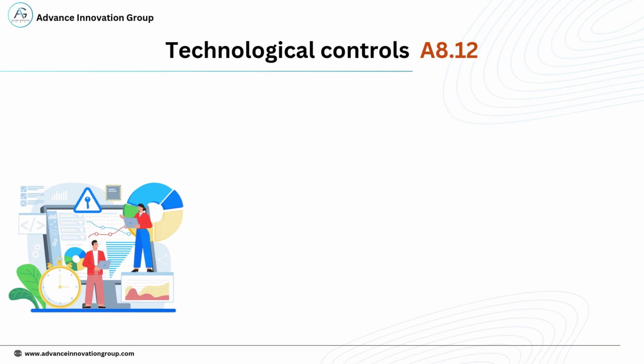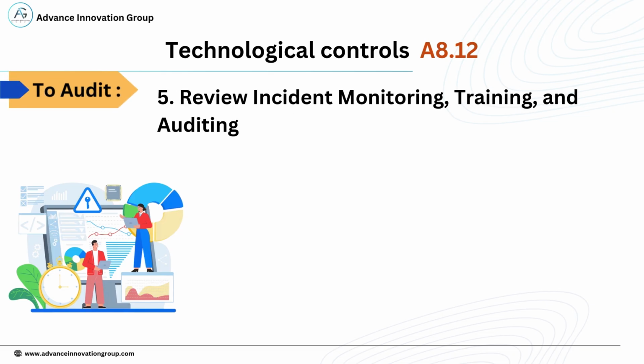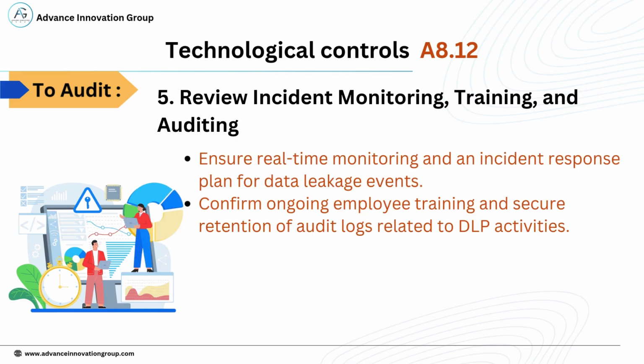Technological Controls A8.12. To audit 5. Review incident monitoring, training, and auditing. Ensure real-time monitoring and an incident response plan for data leakage events. Confirm ongoing employee training and secure retention of audit logs related to DLP activities.